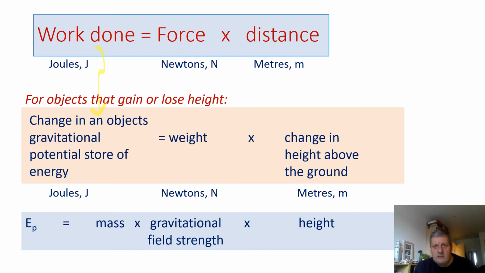The force that we need to use to lift it is the weight of the object, and the distance that it needs to move is the change in height above the ground. So from that we then calculated the weight by taking the mass, which we were given, and multiplying that by the gravitational field strength, and that then gives us this more general equation for gravitational store of energy calculations. So EP, the energy in the gravitational store, is equal to the mass multiplied by gravitational field strength multiplied by height gained or lost.